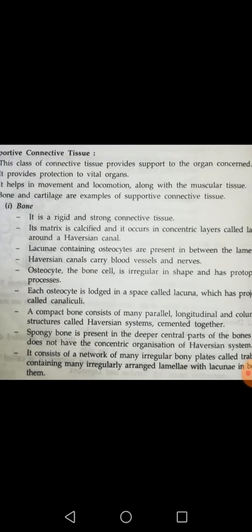So once again I am coming to the point. One by one you have to remember it. It's a rigid connective tissue. The matrix is calcified, in which concentric layers called lamellae are present around the Haversian canal. In between the lamellae you will find lacunae. Lacunae are basically spaces which bear the osteocytes. Osteocytes are the bone cells.